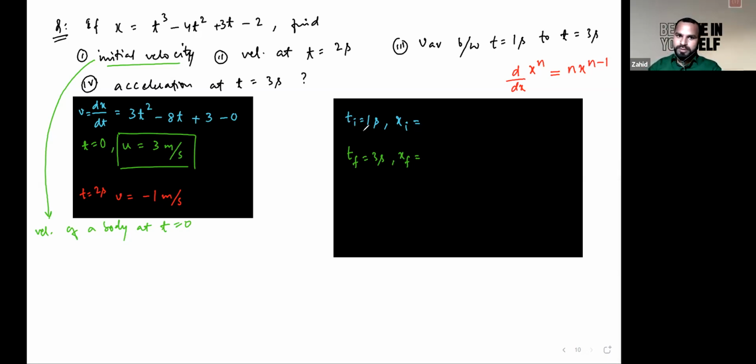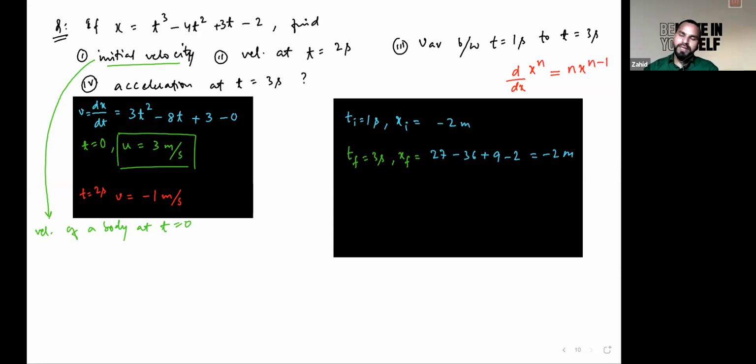Let's say if you put t equals 1 in this first expression, you will get 1 minus 4 plus 3 minus 2. 4 minus 4 will cancel out, so you will get minus 2 meters. Similarly, if you put t equals 3 seconds in this expression, you will get cube, which is 27, 3 square, 9 into 4, 36. 27 minus 36 plus 9 minus 2. So 36 and 36 will cancel out, so you will get just 2 meters.